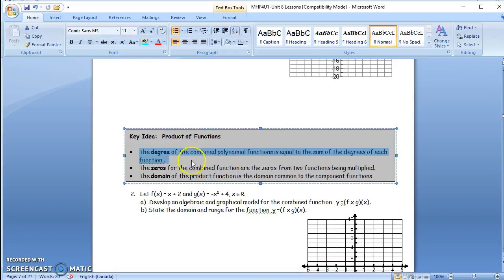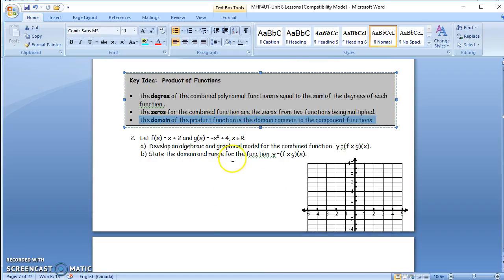The zeros for the combined function are the zeros from each of the two functions being multiplied. Okay, that makes sense, right? Every time that one of the functions is 0, it would drag the other function sort of down with it, right? If one of them is 0, it doesn't matter what the other one is. It's also going to be 0 when you multiply them together. Finally, the domain can only be said to exist where both the functions exist in common, okay?